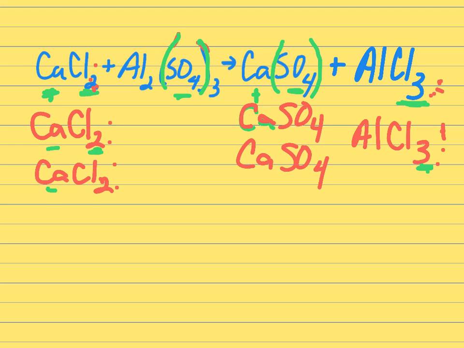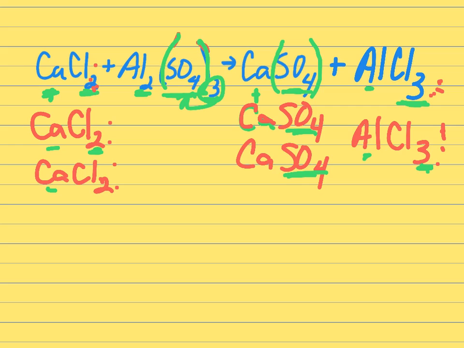6 chlorines, 6 chlorines. I have 2 aluminum, and I have 2 aluminum. I have 3 of the SO4s, and now I have 1, 2, 3 of the SO4s. So that's what I mean by just keeping the polyatomic ion all together as well. I don't have to say 3 S's and 12 O's. Later on, if we want to know exactly how many oxygens we have, I would distribute that through. But right now we're just balancing SO4 with SO4.